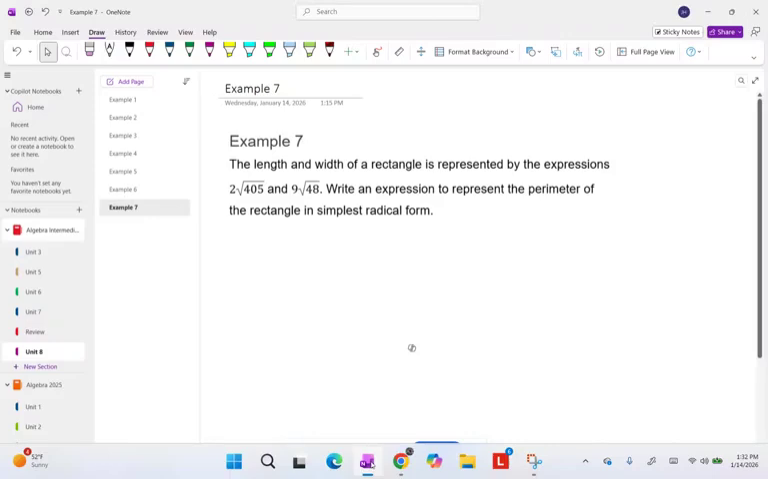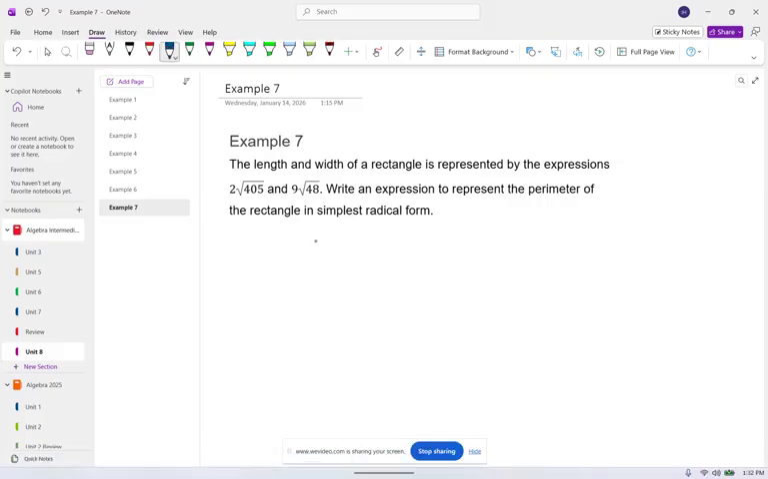In example 7, we're going to be looking at an application of adding and subtracting radicals. And so we've got a couple of radicals, a rectangle, so let's read it. It says the length and width of a rectangle is represented by the expressions 2 square root of 405 and 9 square root of 48. Write an expression to represent the perimeter of the rectangle in simplest radical form.